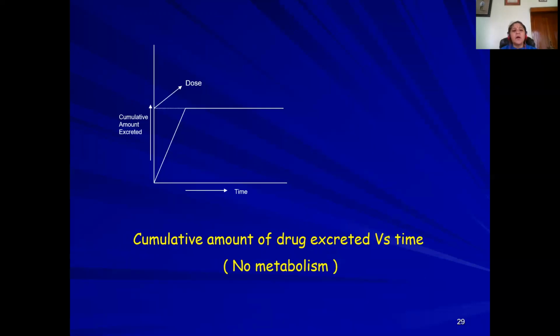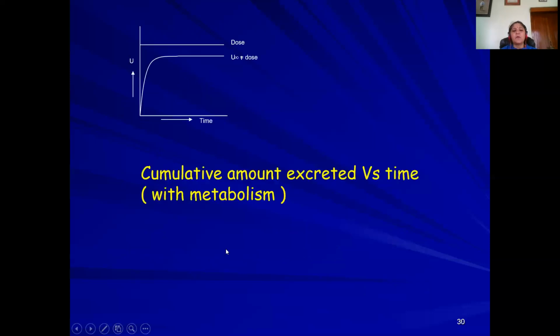Now, if you plot a graph of cumulative amount of drug in the urine versus time, we get a plot like this. Here, if the cumulative amount excreted is nearly equal to the dose or equal to the dose, we can conclude that there is no metabolism. Whereas if U infinity, that is, the cumulative amount of the drug excreted in the urine, is not equal to the dose, then we can say the drug is undergoing metabolism.